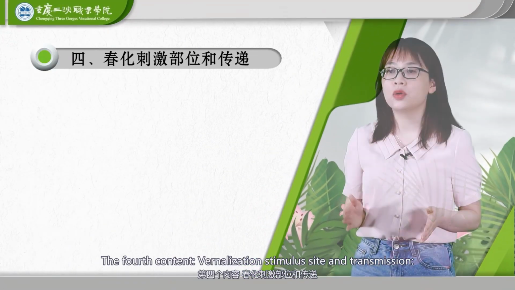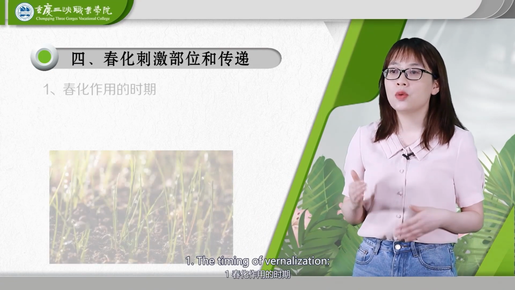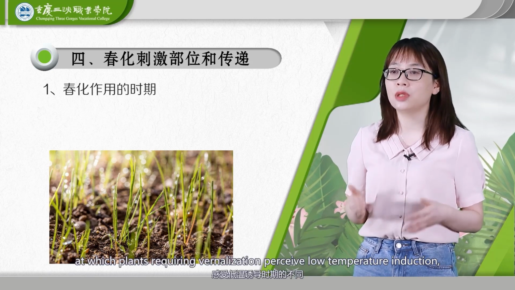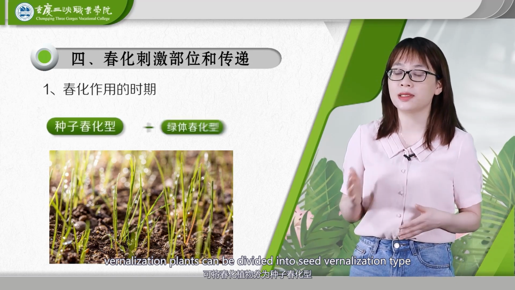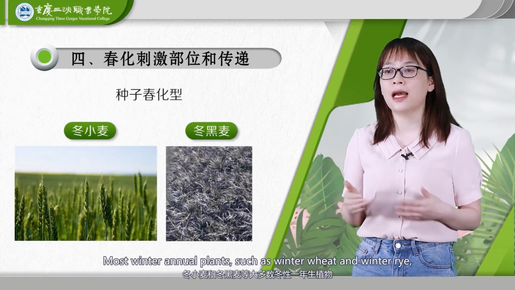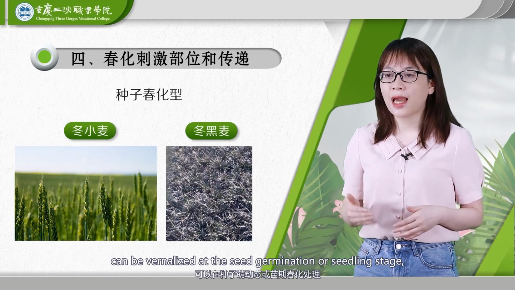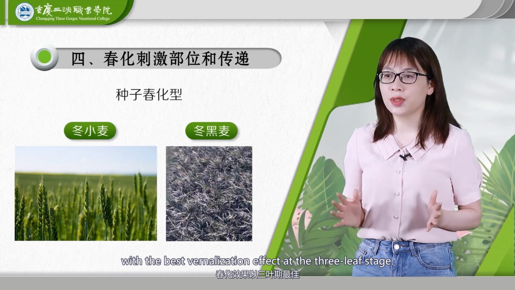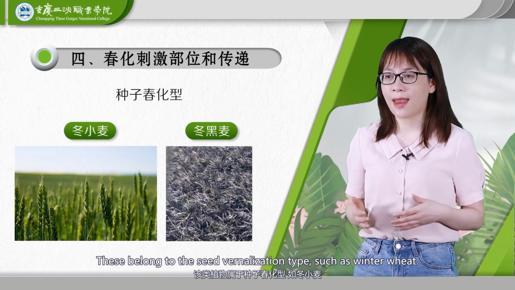The fourth content: vernalization stimulus site and transmission. 1. The timing of vernalization. According to the different stages at which plants requiring vernalization perceive low temperature induction, vernalization plants can be divided into seed vernalization type and vegetative vernalization type. Most winter annual plants, such as winter wheat and winter rye, can be vernalized at the seed germination or seedling stage, with the best vernalization effect at the 3-leaf stage. These belong to the seed vernalization type, such as winter wheat.